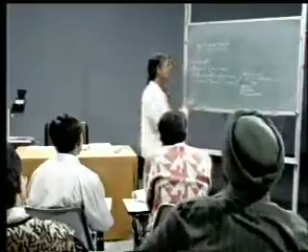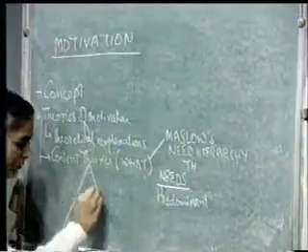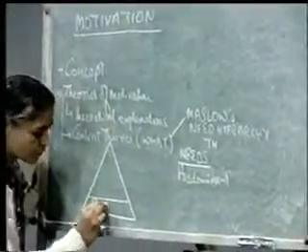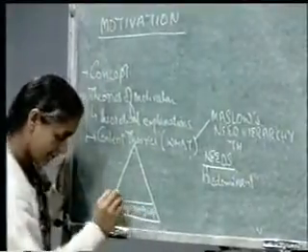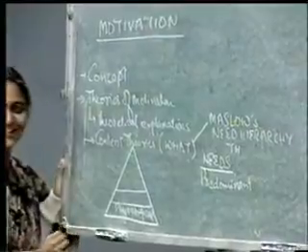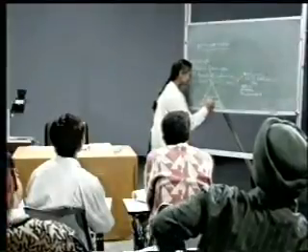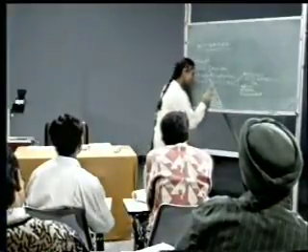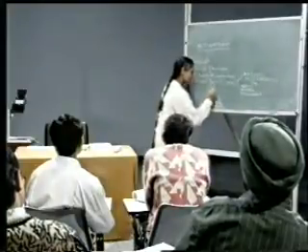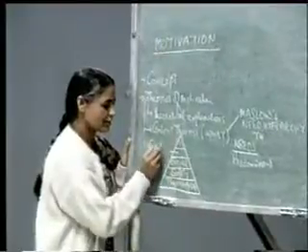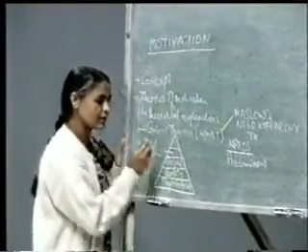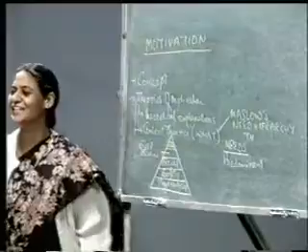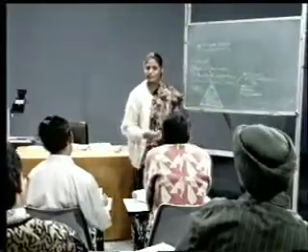Now, he has given us 5 needs. One is the physiological needs, then safety needs, social needs, then self-esteem needs, and at the top, self-actualization needs.